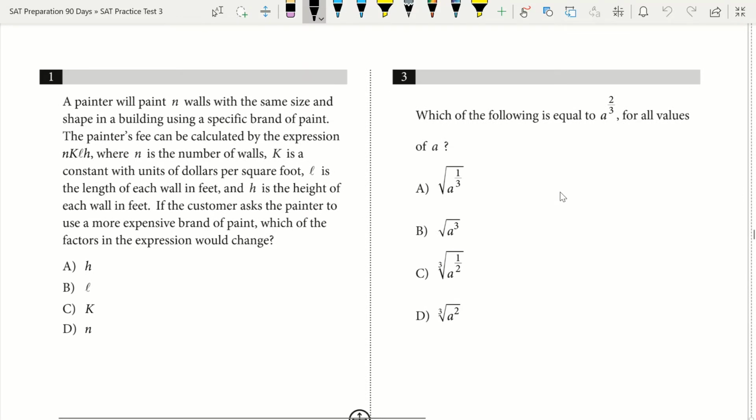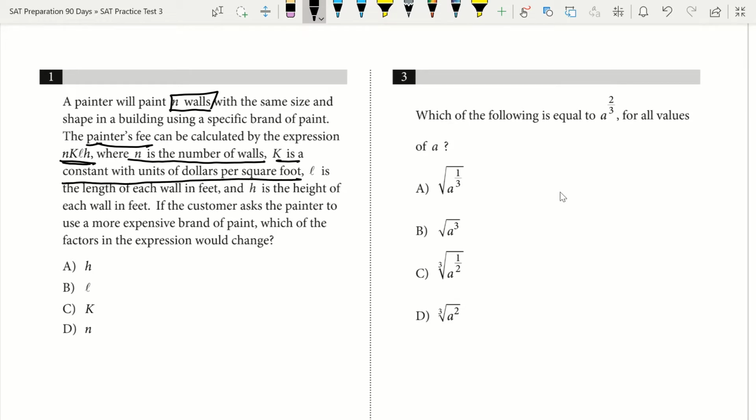A painter will paint n walls with the same size and shape in a building using a specific brand of paint. The painter's fee can be calculated by the expression NKLH. Okay, so see how I'm underlining our term n walls, right? Because that's a variable. So we underline variables, we underline equations and what they mean. The painter's fee is represented by this expression. Then we have a variable, n is the number of walls, k is a constant with units of dollars per square foot. We always underline units as well.